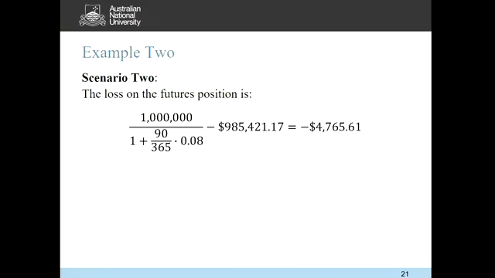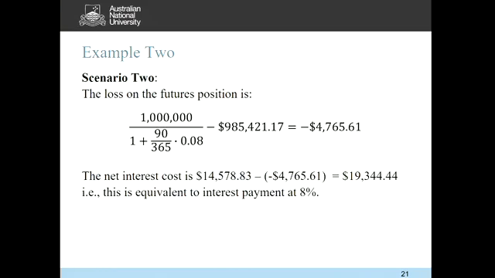And the net cost should come down to the same $19,344. That's the interest expense we incurred plus the loss on our futures position. And again, it comes down to $19,344, equivalent of interest payment at 8%. So we're locked into the 8% the moment we entered the short December 90-day BAB at a price of 92.